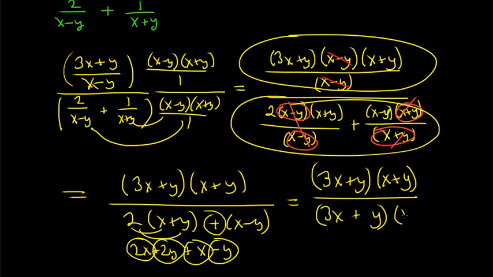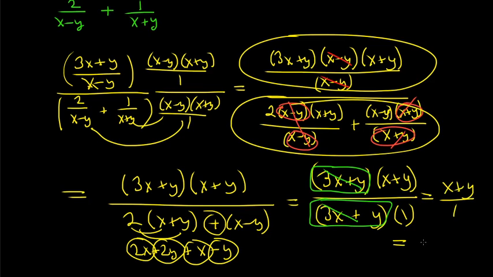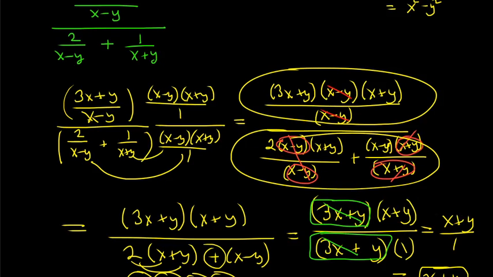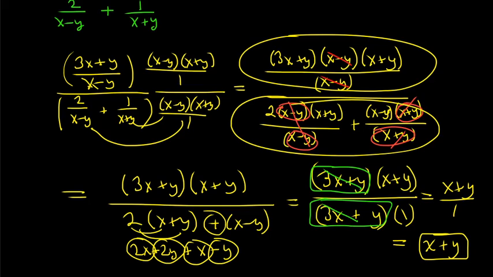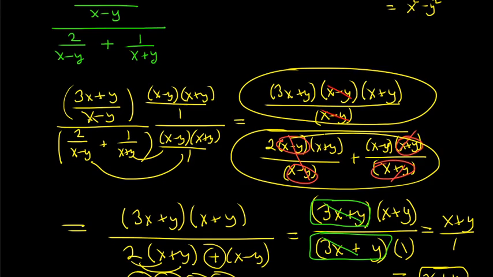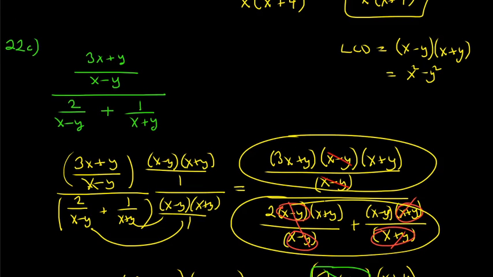Well, this is nice because the denominator is just 3x plus y, and we have the same factor in the numerator, right? So that just cancels. And we're left with x plus y over 1. But dividing by 1 doesn't do anything. It's just x plus y. Okay, so that's the answer for 22C. All of this mess here, when you simplify it, this is really just x plus y.